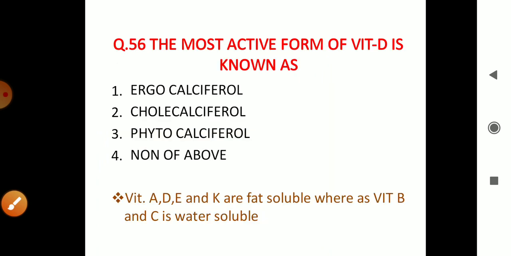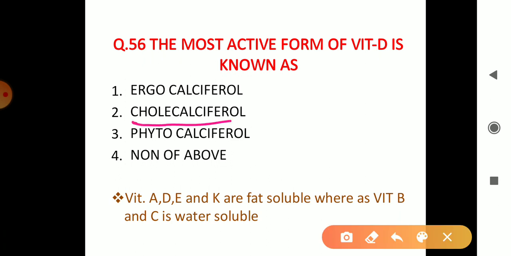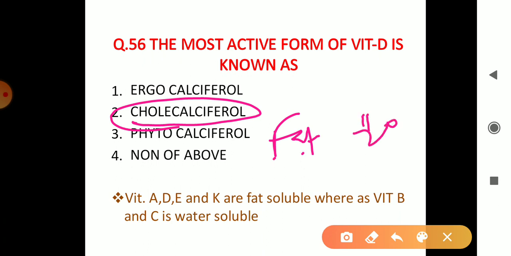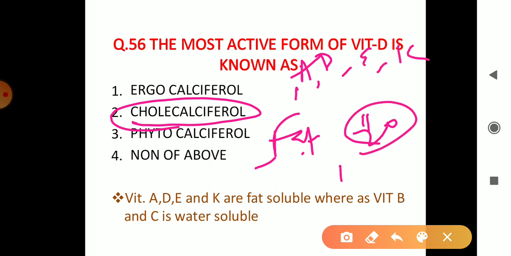Coming to the next question, the most active form of vitamin D is cholecalciferol. Very important. Dear students, please remember there are two types of vitamins. Some vitamins are fat soluble and some vitamins are water soluble. Fat soluble vitamins are A, D, E, K, and the water soluble vitamins are vitamin B complex and vitamin C.